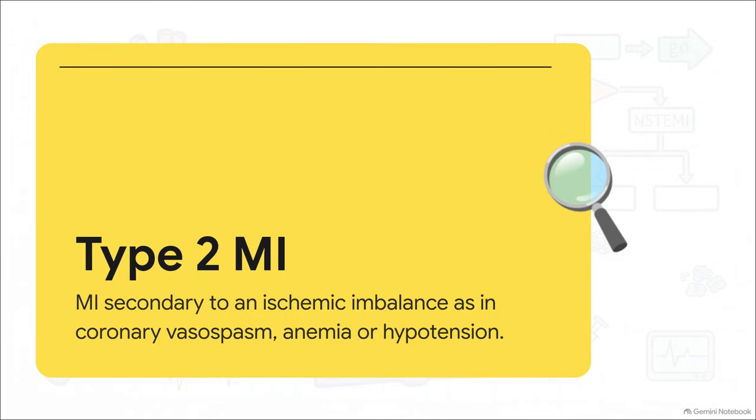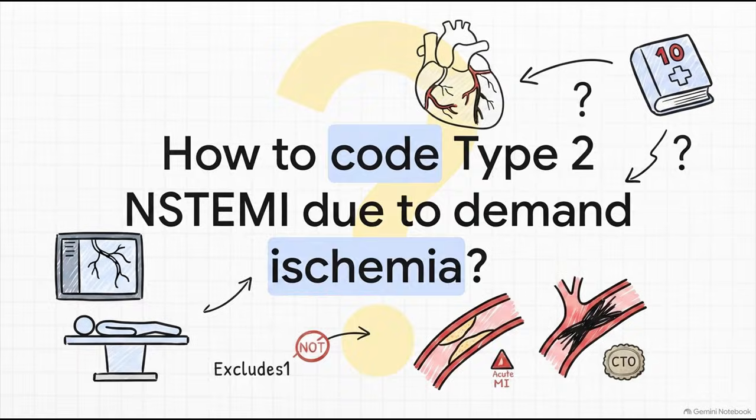And as we all know, Excludes1 notes are basically the speed traps of medical coding. They will catch you if you aren't paying close attention. Which brings us to this highly specific scenario. What happens when a patient is admitted for an acute MI and the subsequent cardiac cath reveals a chronic total occlusion, but that CTO is located in a completely different coronary artery than the one that caused the acute MI? Can we code both of them despite that Excludes1 note?